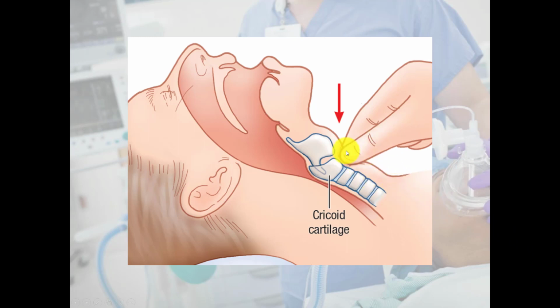In this picture you can see there is slight pressure over the cricoid cartilage, so that intubation is much easier. The other thing is that the chances of aspiration of the gastric contents are much lesser, because here you can see there is pressure over the esophagus, so that the gastric contents do not come into the respiratory system.